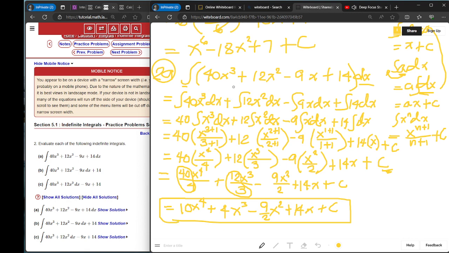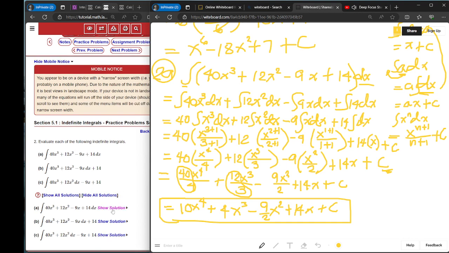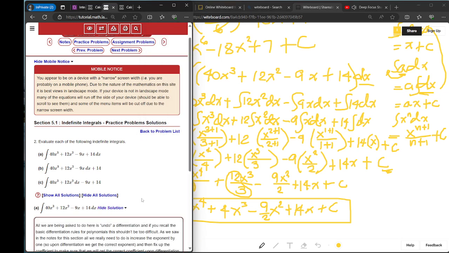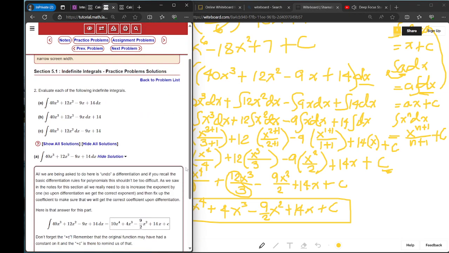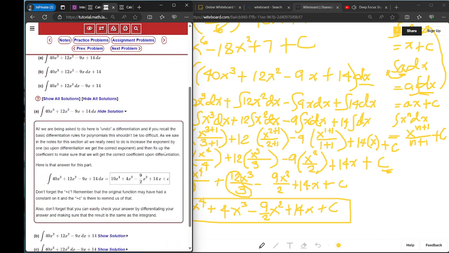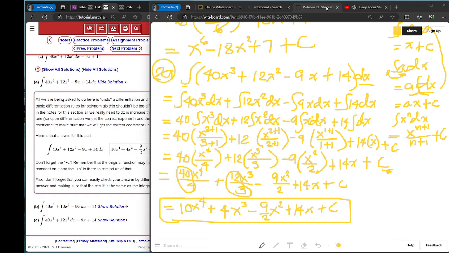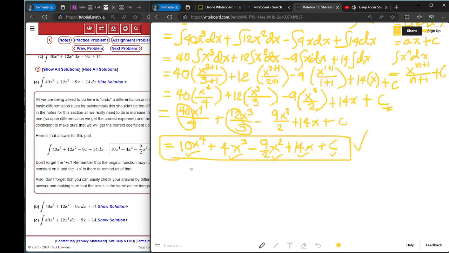The integral of 40x cubed plus 12x squared minus 9x plus 14 dx. Let's check if we got the correct answer. Again, the advantage in Paul's online notes is that I can check if my answer is right or wrong. We have 10x to the 4th, correct. 4x cubed, correct. 9x squared over 2 plus 14x plus c. So my answer is correct.